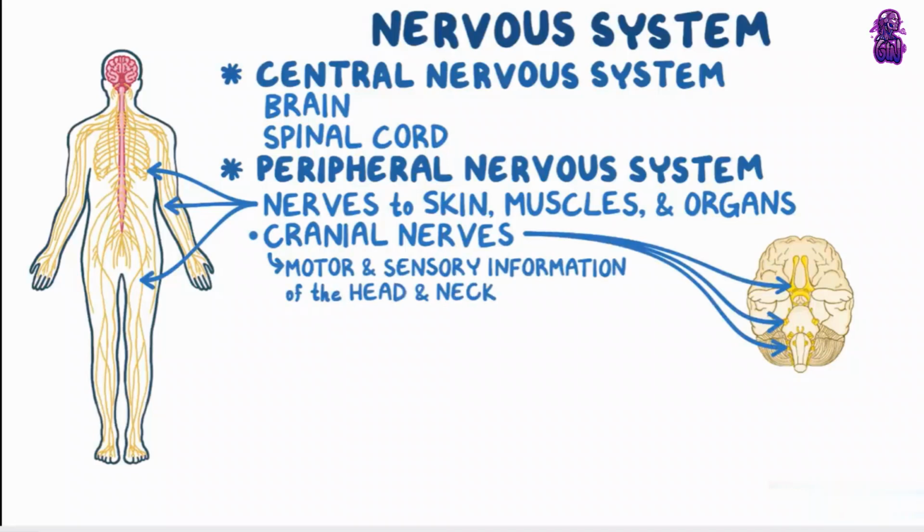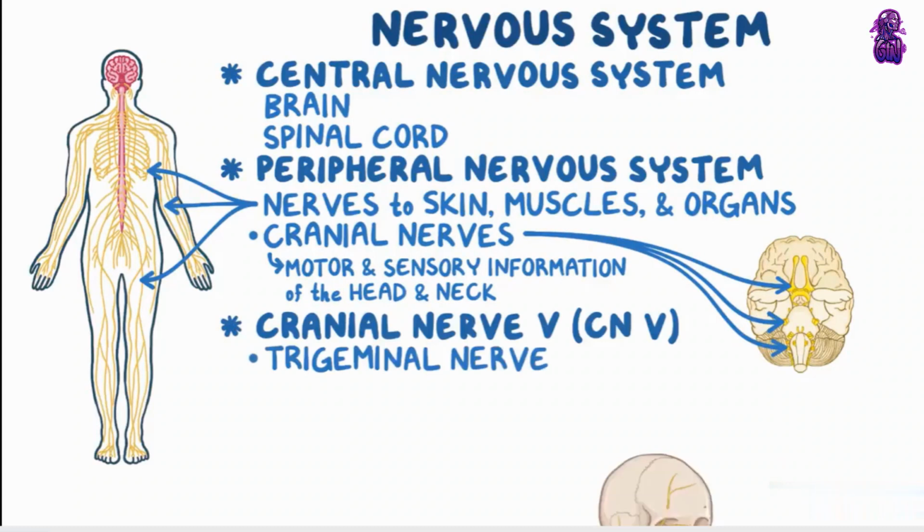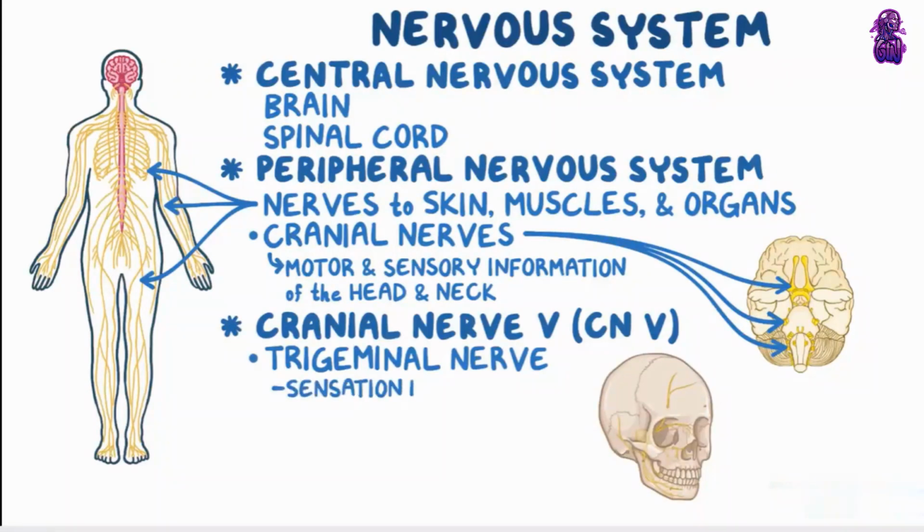A specific cranial nerve, cranial nerve 5, is the trigeminal nerve, and it's responsible for the sensation in the face. Its sensory neurons create a nerve cell cluster called the trigeminal ganglion, located in the bones on the side of the face between the eyes and ears.